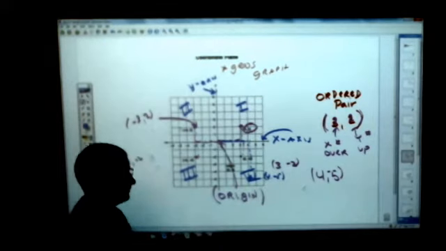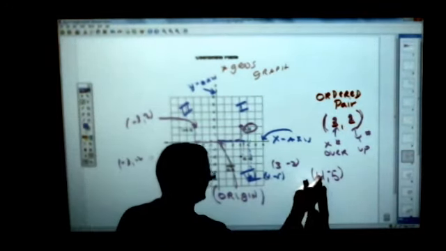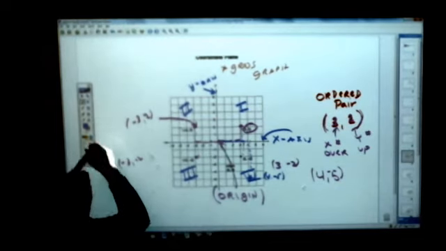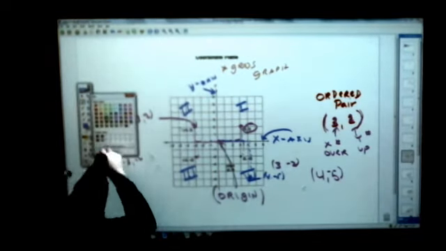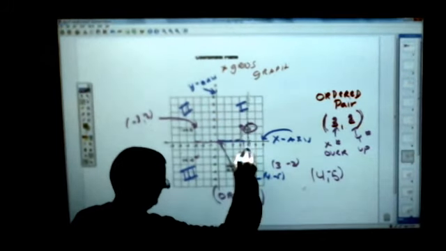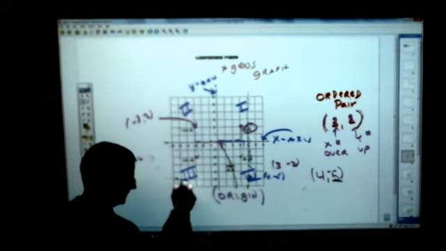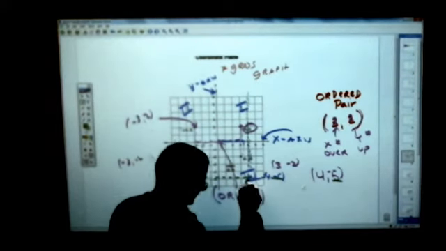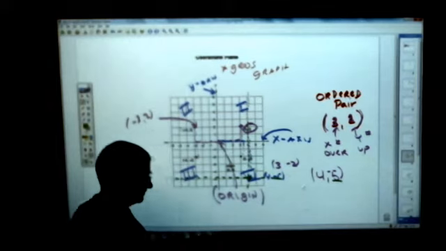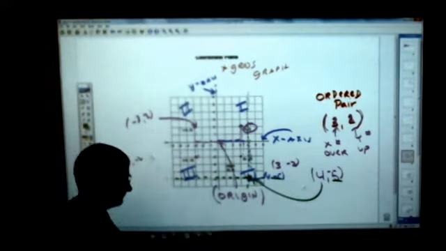Another way to think about it is this. If you find 4 on the x-axis, here is 4 on the x-axis. This whole line is 4 on the x-axis. Here is negative 5 on the y-axis. The place where those 2 dashed lines cross is the point that I'm plotting there, 4, negative 5.